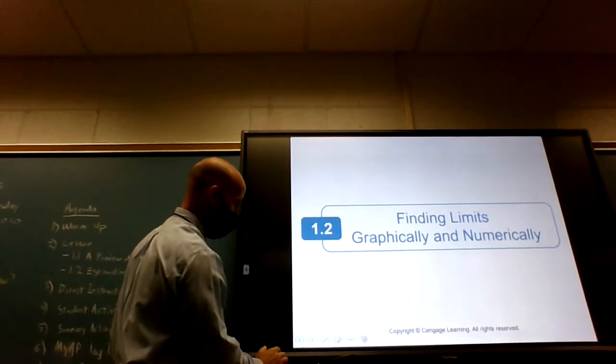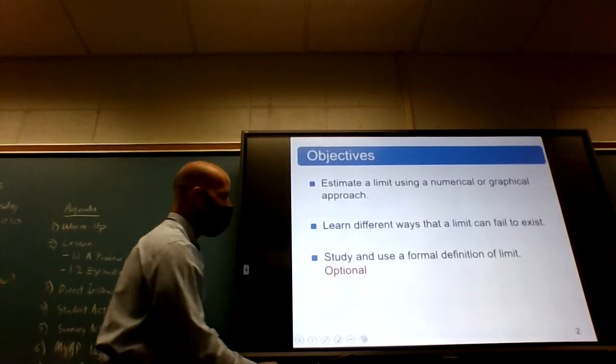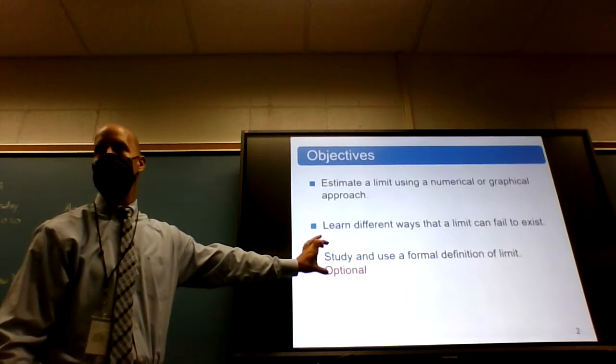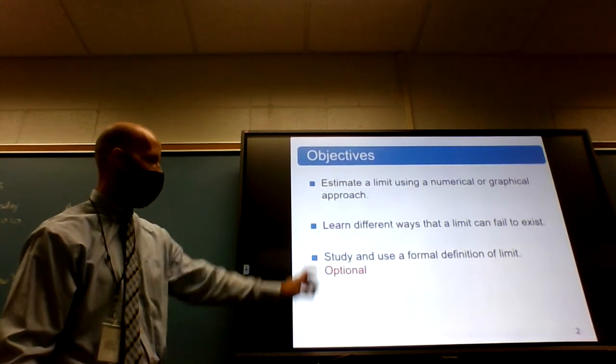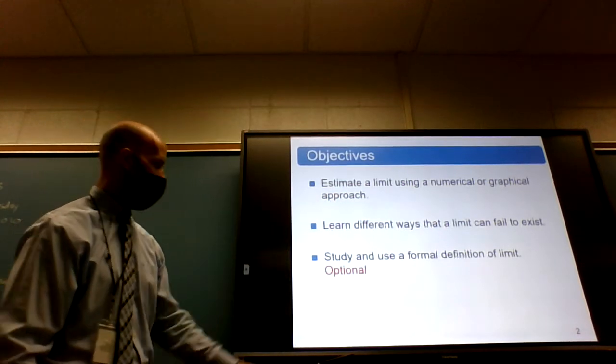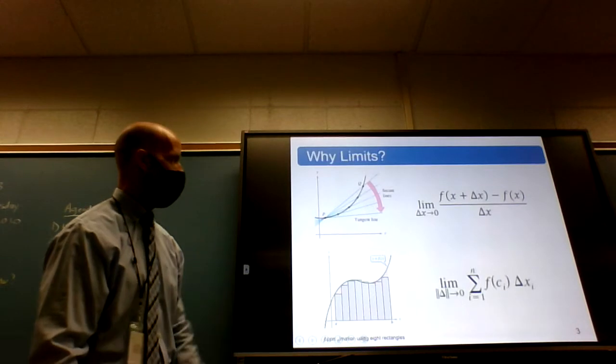Okay, so this is section 1.2. Notice I put optional here, the delta epsilon definition of limits. We'll talk about that if we have time. The big idea, though, is using the numeric and graphic approaches. Those are the 2 ways of estimating limits.